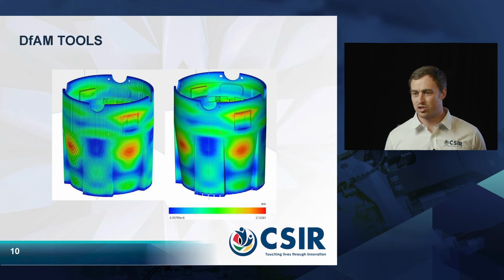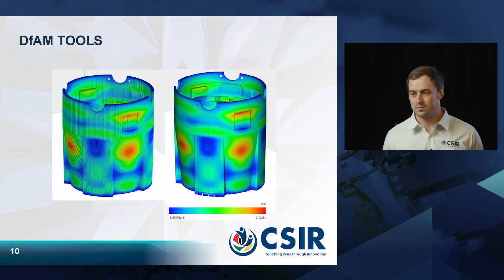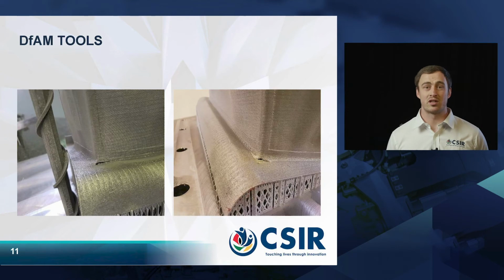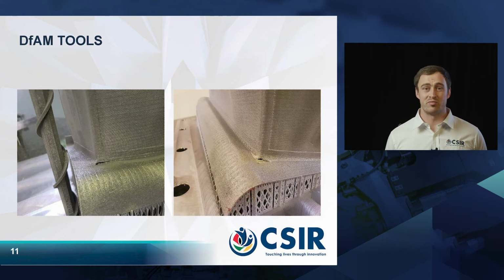This is just a picture to show the results from build simulation. And this is a real-life example of where build simulation can be used to predict part failure. You can see there's a crack on the corner, and build simulation could have predicted this crack. The design could have been adjusted and it could have been prevented.